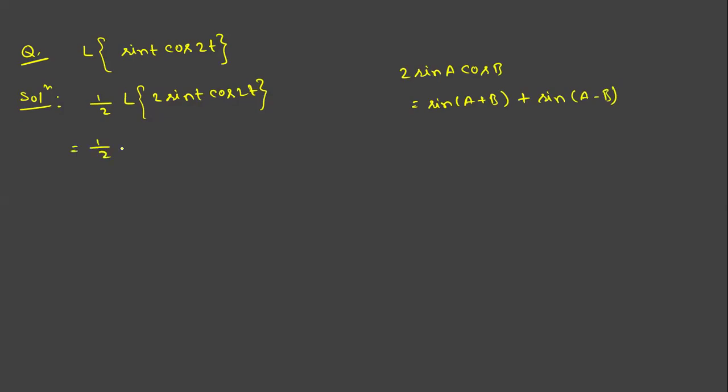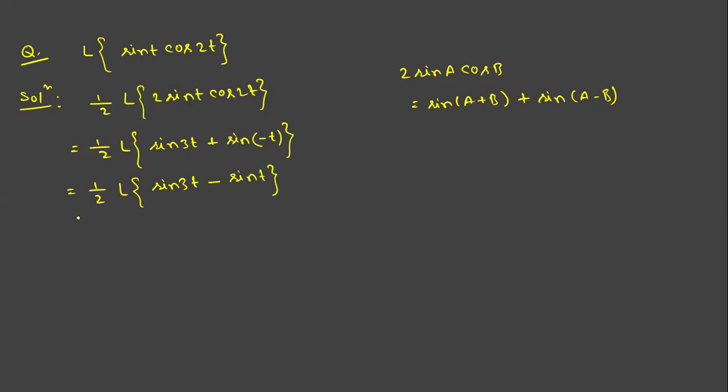So half into Laplace of 2 sin a cos b. You are getting sin(a+b), that means sin(t+2t), so sin 3t. Plus sin(a−b), that means sin(t−2t), that means sin(−t). So you are getting half Laplace of sin 3t and sin(−t), that means minus sin t.